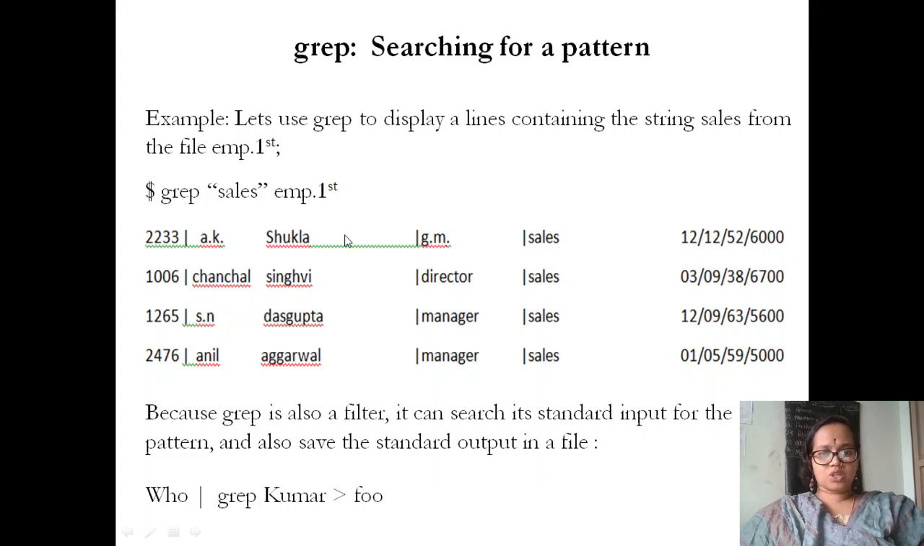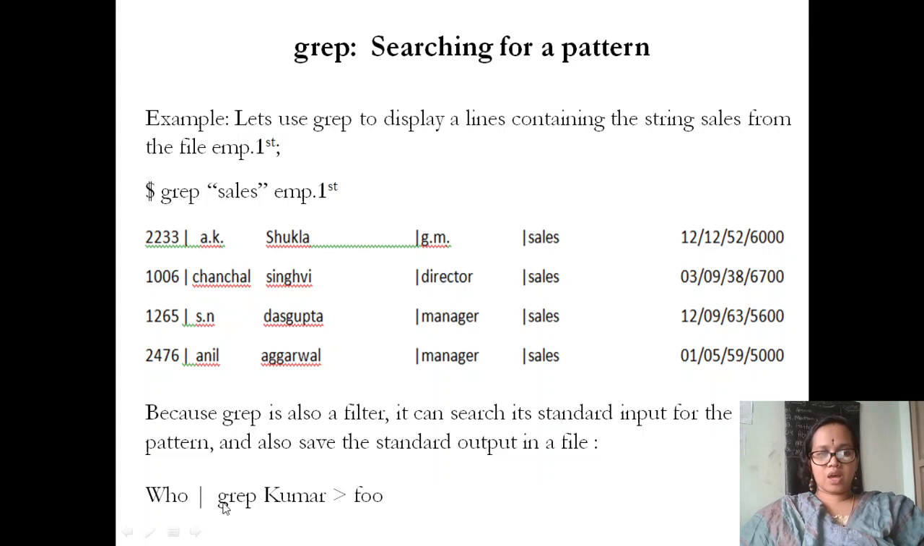Because grep is also a filter, it can search its standard input for the pattern and also save it on the standard output. Here, standard input means the who command. In this command, we have asked who are all the users who are working, and piped it to grep, and we said Kumar greater than foo, meaning foo is the file name which has to be created. Now we will see how this will work.